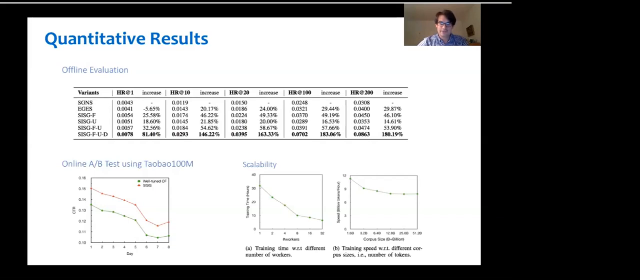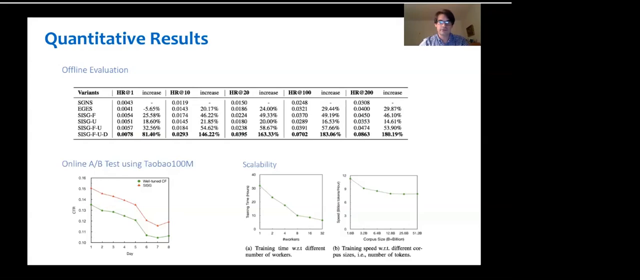In terms of the scalability, we observed some pretty normal, pretty nice-looking scalability behavior. That's seen in the graph on the bottom right. So more workers, reduced training time, and speed also stays relatively constant in terms of tokens processed per hour.